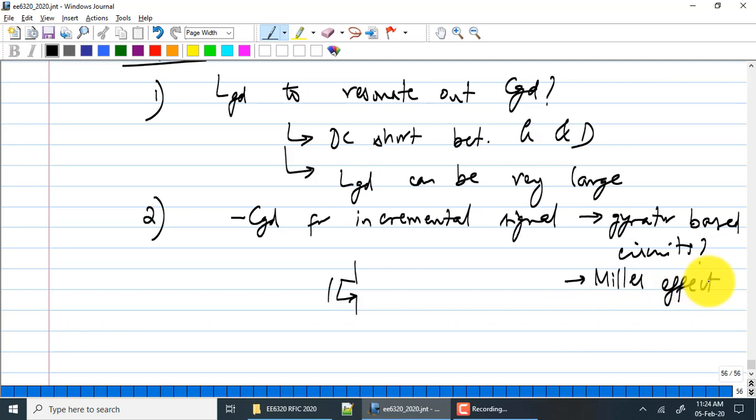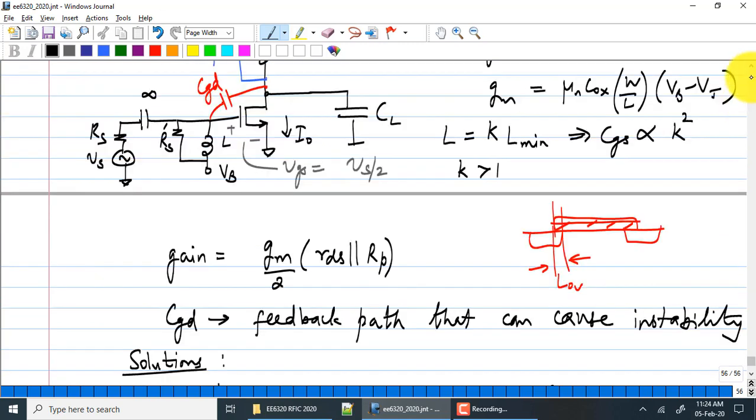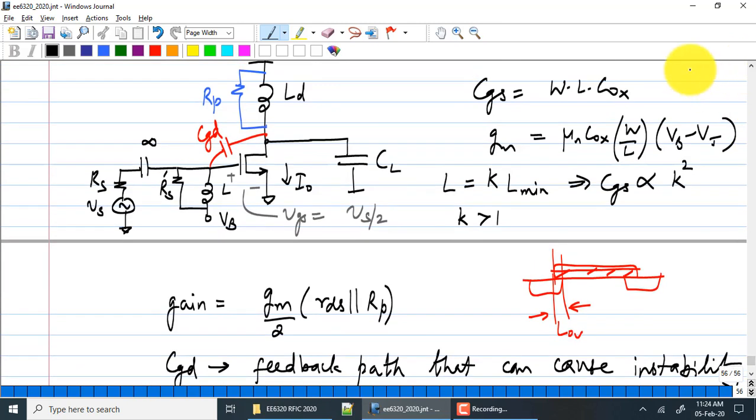In fact, one aspect I have not even talked about, but which will exist here, is the fact that VO by VI is very large. So already CGD will get reflected as a very, very large Miller capacitance at the gate node of the transistor. So the L required, earlier you were resonating out L with only CGS. Now you have to resonate out L with CGS in parallel with the Miller capacitance of CGD. Okay, please note that.